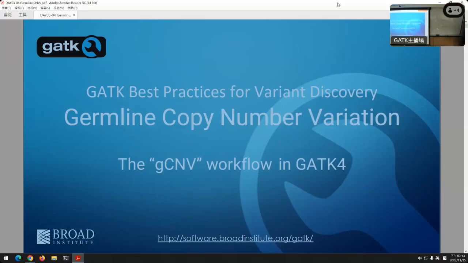I also want to mention that the pipeline that we used for calling germline copy number variation, we call it GCNV. And it's not a single tool, it's a whole process that you have to run, a whole pipeline. So we'll talk about some of the background, some of the biology underlying copy number variation, how we model and discover copy number variants, and then how you actually run this pipeline on your own data.